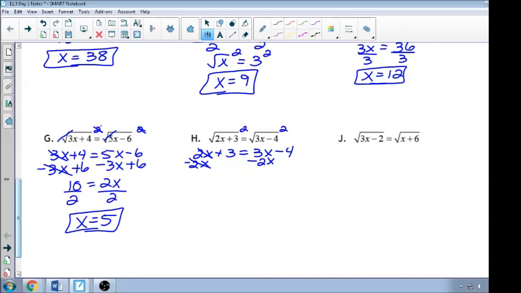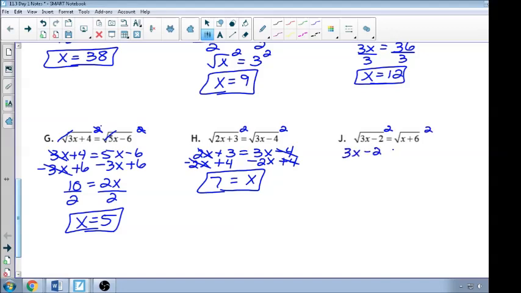If I'm moving the x's to the right, I need to move the numbers to the left. So 3 plus 4 is 7. 3x minus 2x is x. And I'm done. J again is the same thing, so I'm going to square both sides.